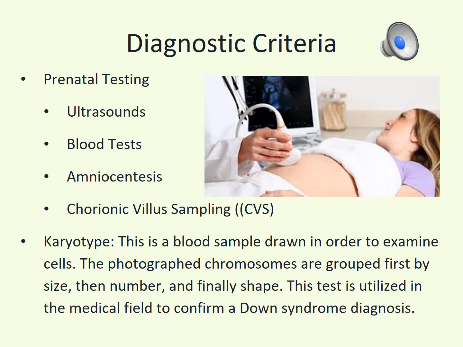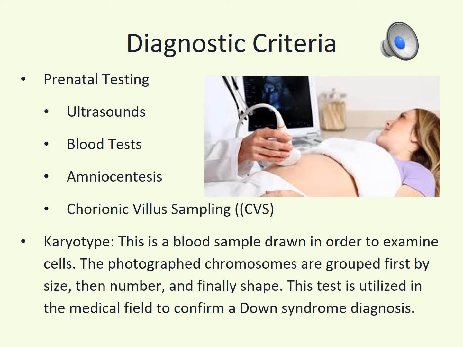A part of the diagnostic process for Down syndrome is prenatal testing. This includes ultrasounds, blood tests, amniocentesis, and chorionic villus sampling, also known as CVS. All of these tests are utilized to detect chromosomal abnormalities.